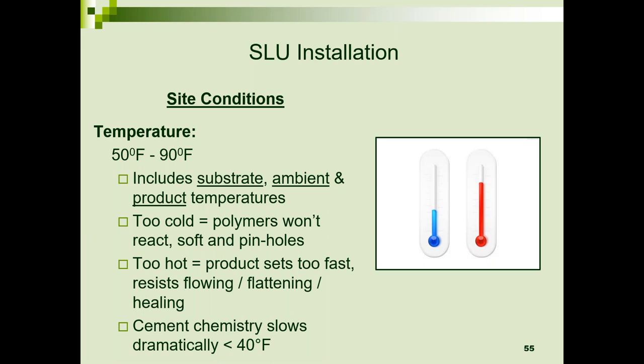Once we start the SLU installation, we've got to pay attention to temperature. Ideal range is 50 to 90 degrees. If it's too cold or too hot, you could have problems. Also understand that there's a good amount of cement in these underlayments. As the temperature lowers below 50, that cement chemistry can slow down, as well as the chemistry of the whole system. So watch the high and low temperatures, both substrate, ambient, and product.